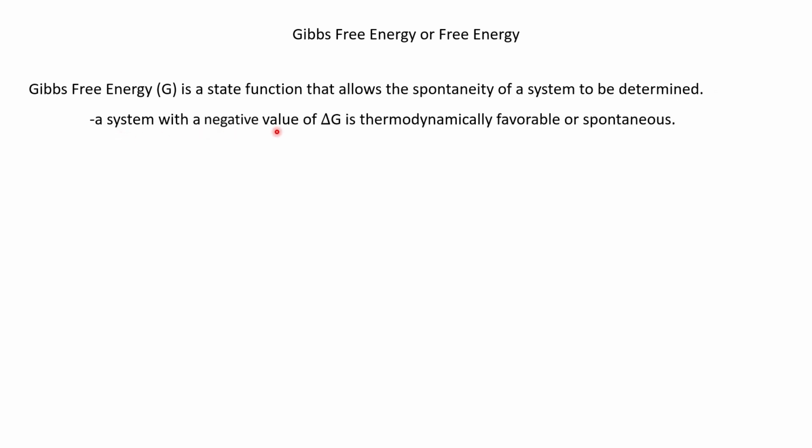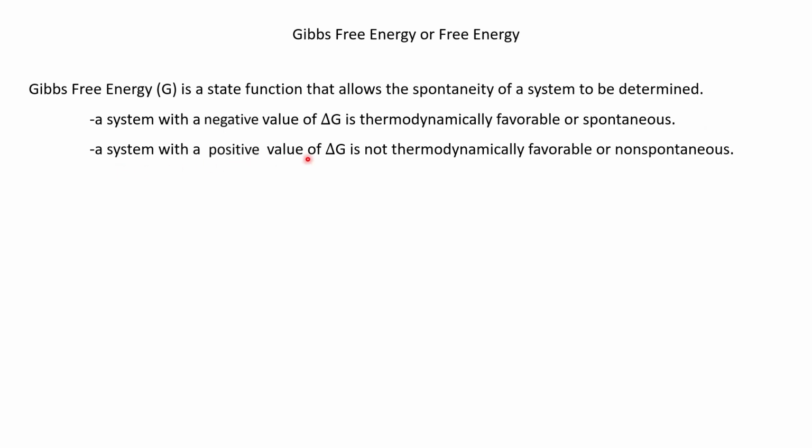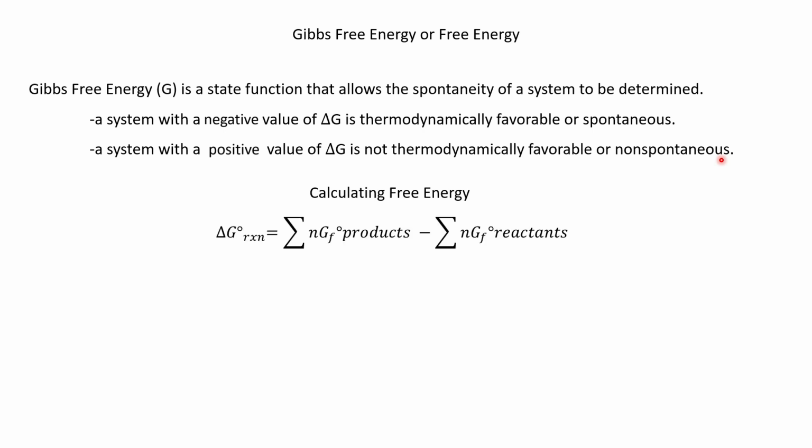So a system with a negative value of delta G is going to be spontaneous, or again, thermodynamically favorable. A system with a positive value of delta G is not going to be spontaneous or is not thermodynamically favorable. When using Gibbs free energy, we focus on the sign more than the magnitude. But let's talk about how we calculate Gibbs free energy. This is very similar to how we calculate enthalpy and also how we calculate entropy. We are going to take products minus reactants.